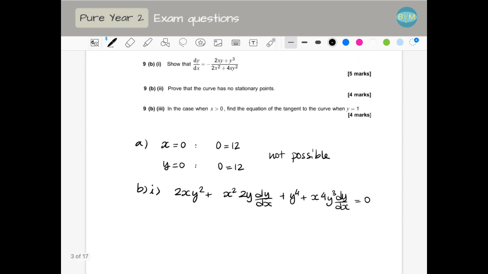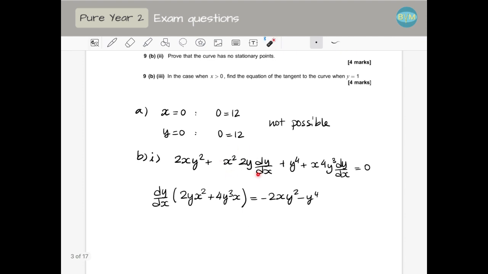Now I just make dy by dx the subject, so I can put them together: dy by dx multiplying x squared 2y. I'm going to order them: 2y x squared, plus 4y cubed x, equal to minus 2x y squared minus y to the power of 4. I'm just factorizing these two terms and putting these two on the other side.